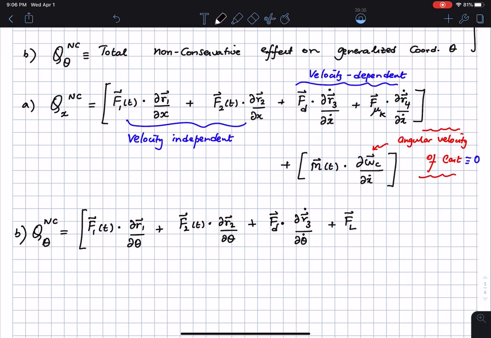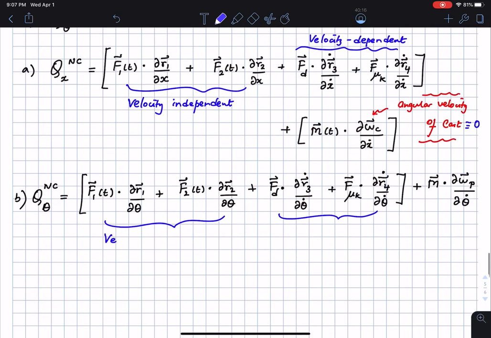Then I'm going to have F4, or F mu k, I'm sorry, this is F mu k, dotted with dr4 by d theta dot, and then lastly M dotted with d omega of the pendulum, which is given as the subscript p, divided by d theta dot. And likewise, as before, these two terms are the velocity independent, this is the velocity dependent.